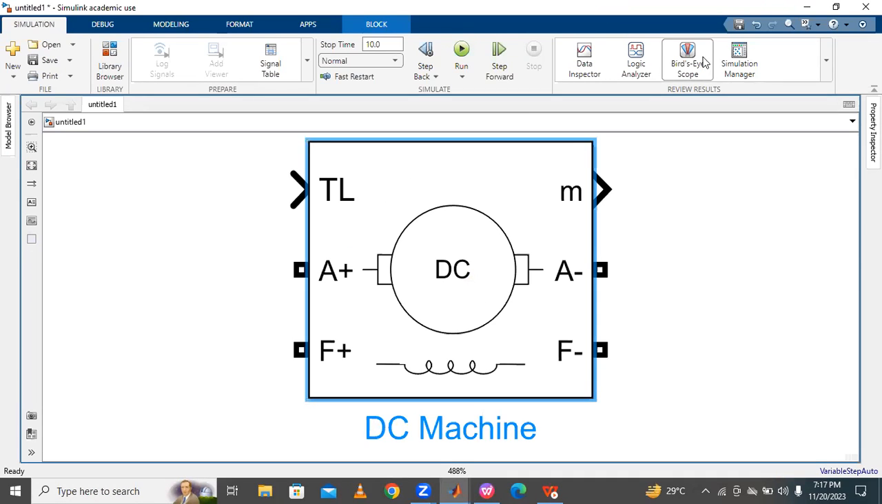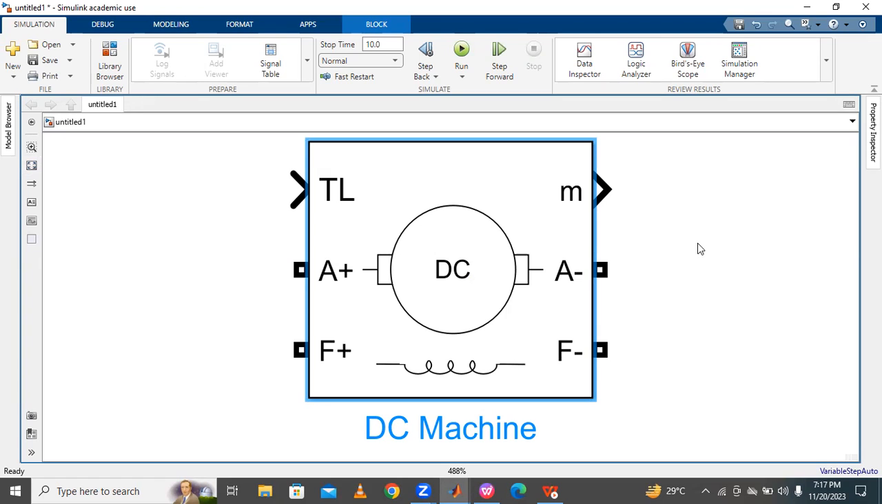This DC machine has the load torque TL, the armature terminals, positive and negative, and the field terminals, positive and negative. Next, M is connected to the bus selector, which has different types of characteristics. We can get the characteristics from this bus selector by connecting the bus selector to the M.